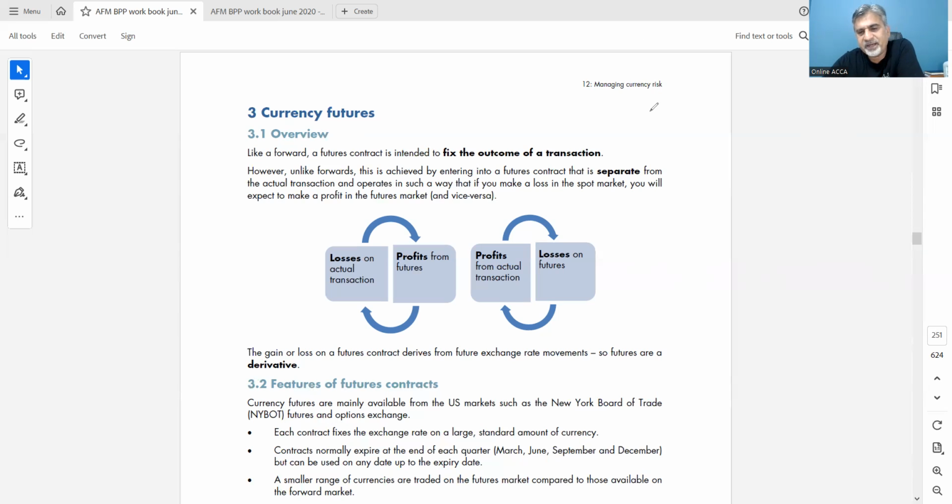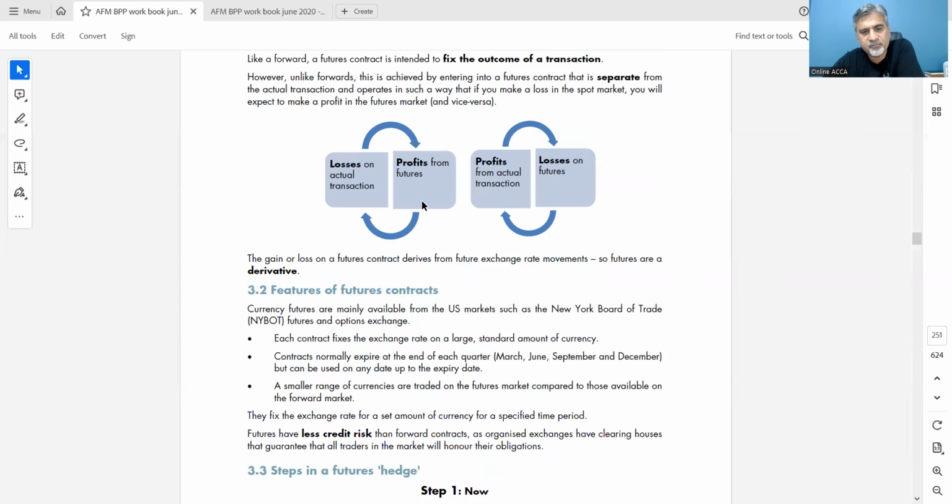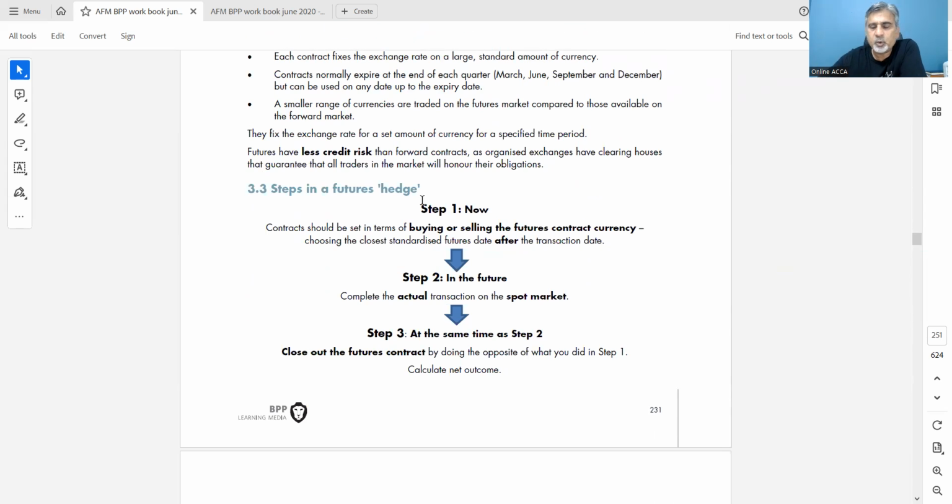Okay. So I have picked up your book. I've shared the book with you. In future hedging, there are 3 steps we should remember: 1, 2, and 3. Step number 1, the contract should be set in terms of either buying or selling the future. The same will happen in your options as well.